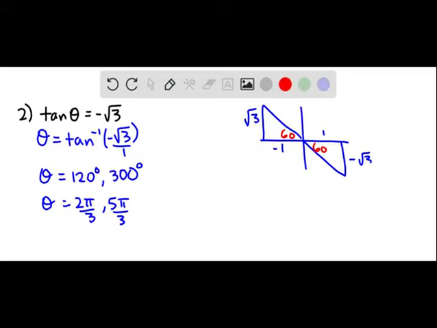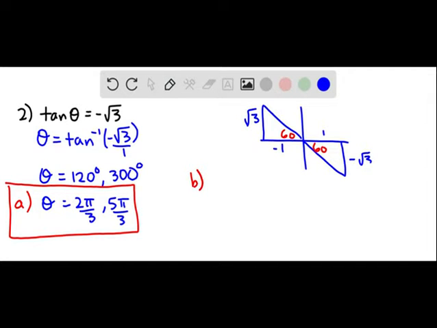So for part A, if you're just finding the answers on the interval from 0 to 2 pi, there you go. And for part B, what we want to do is realize that these answers are actually half a circle apart. They are pi radians apart, so we don't have to list them both. We can just say that theta is 2 pi over 3 plus pi times n, where pi represents going half a circle to get to the next answer.